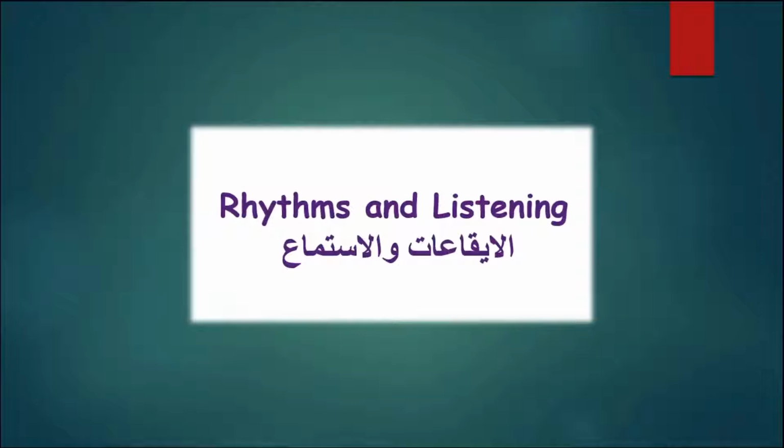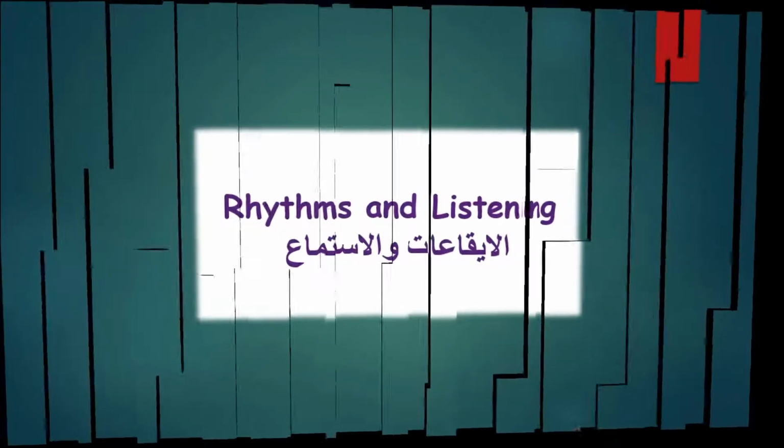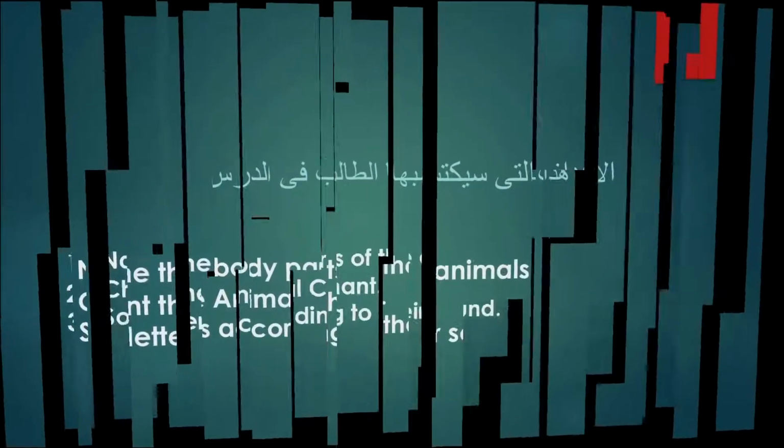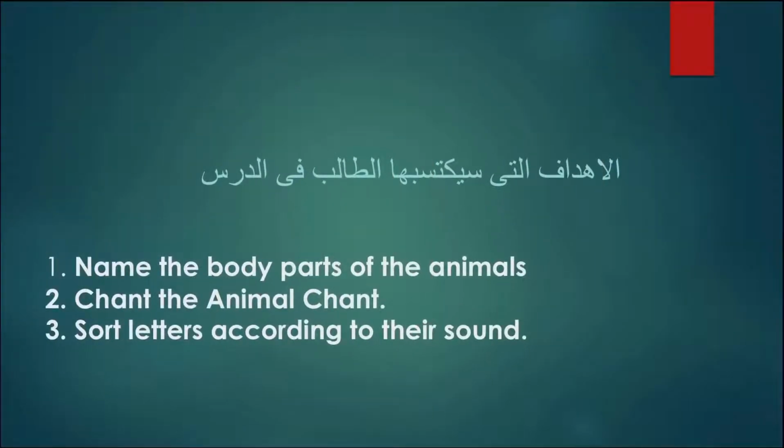Okay, so the second lesson here is reading and listening. Okay, so guys, in this lesson we need to learn three main skills. The first skill is to name the body parts of the animal. Body parts اللي هي الأجزاء الجسم of the animals الحيوانات.